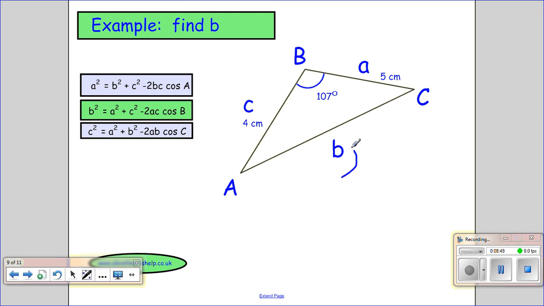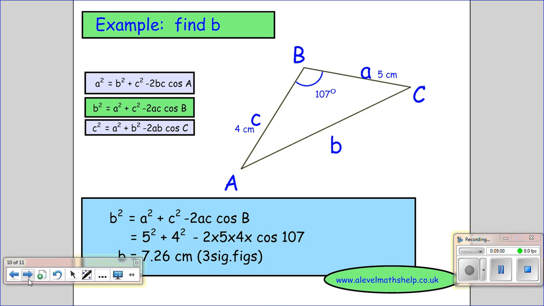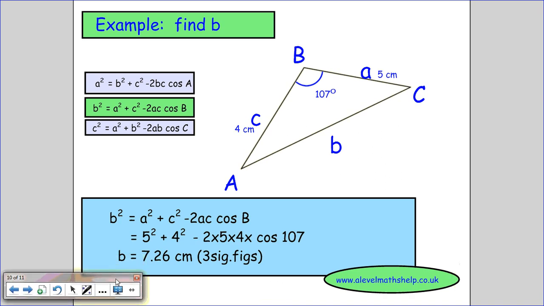Now I would just note here we're trying to find B, and so I'm not going to bother relabeling it. I'm just going to use the cosine rule in this format. So now it's just a point of substitution. It's all labelled, everything's in the right place, the C's opposite the C's, the A's opposite the A's, the B's opposite the B's. So I want to find B squared, so I'm going to square A squared, which is 5 squared, C squared, which is 4 squared, minus 2 times A times C, 2 times 5 times 4, times cos 107. I'll put that in my calculator.